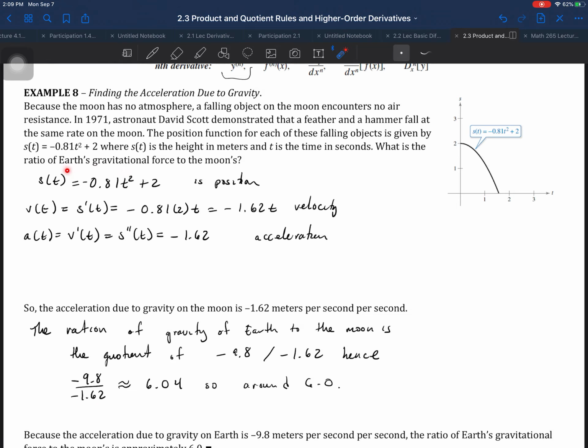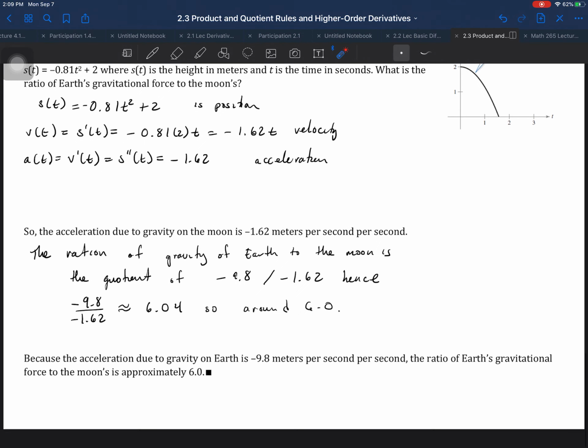Now if this was backwards and they said, what is the ratio of the moon's gravitational force to the Earth's gravitational force, then these two numbers would have been flipped. It would have been negative 1.62 all over negative 9.8. So the order in which it appears in the sentence matters in mathematics.